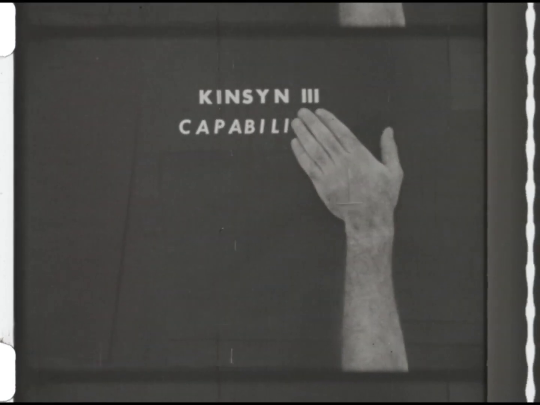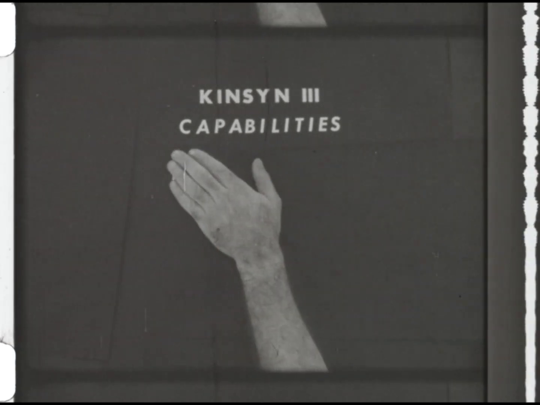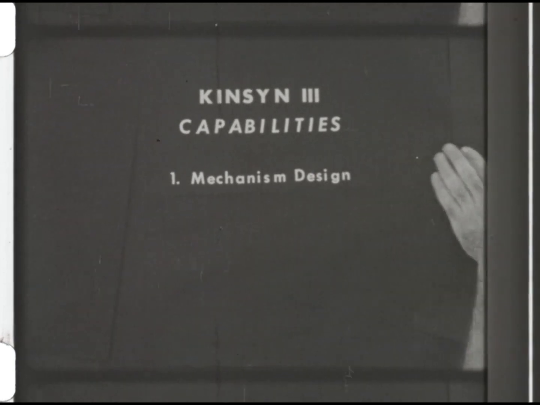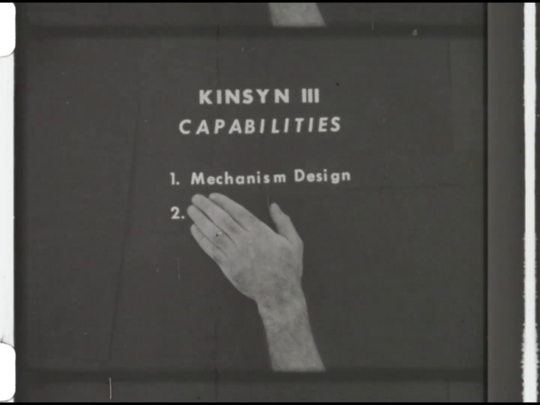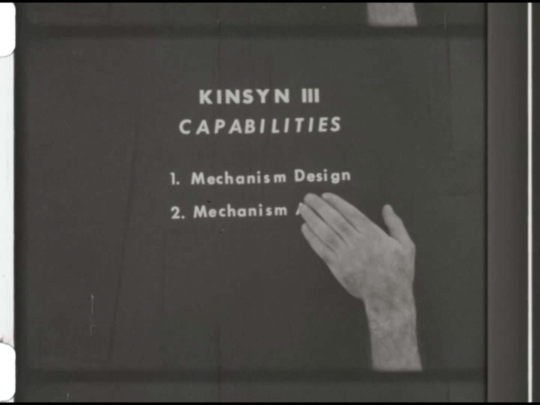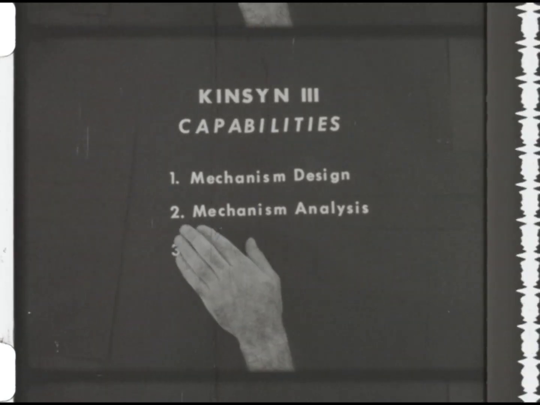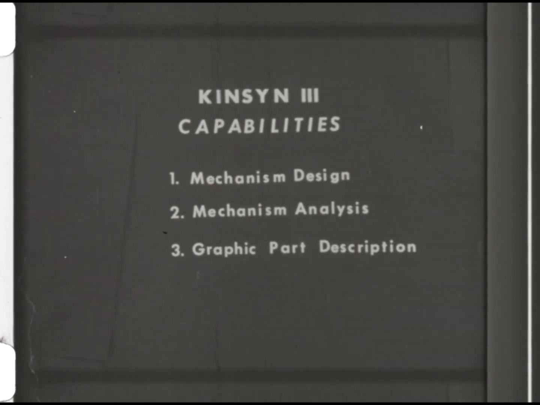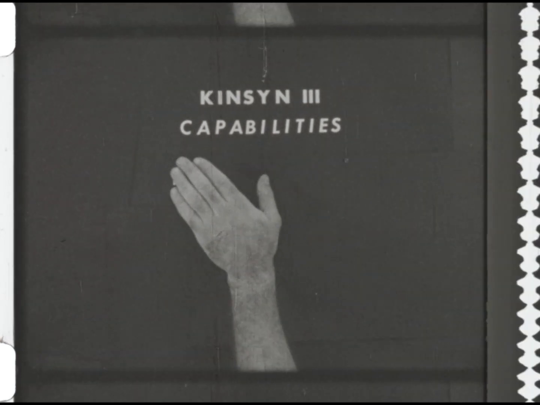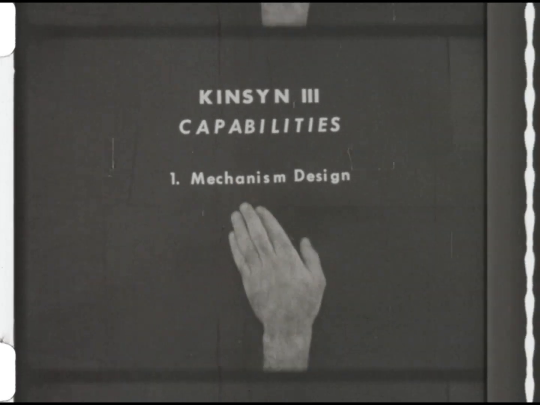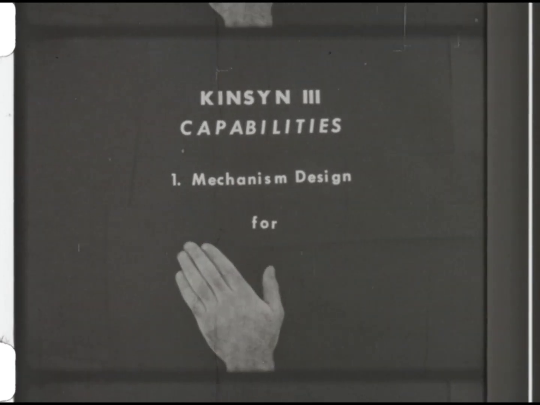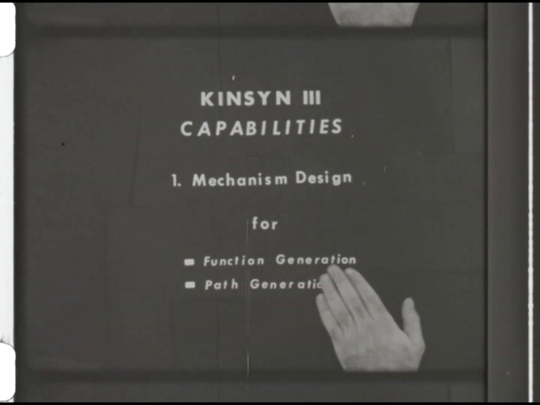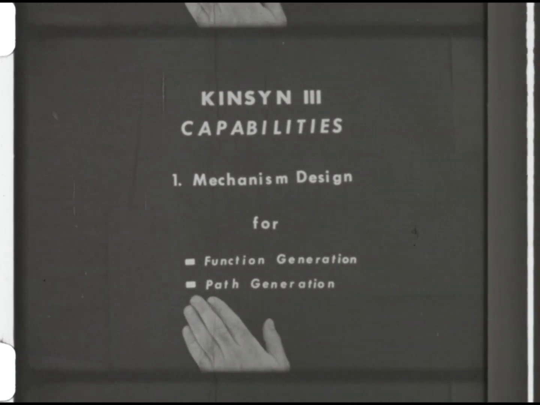Incorporated into the Kinsyn III system are capabilities for mechanism design, mechanism analysis, and graphic part description. Linkages may be designed to generate specified functional relationships between parts, specified paths, or preconceived motions of parts.